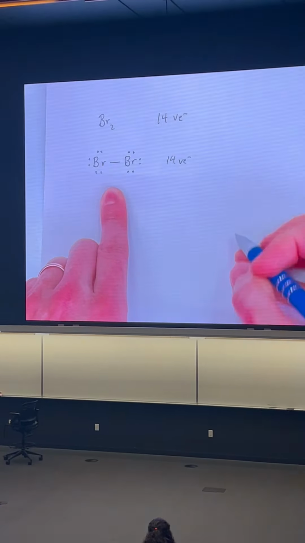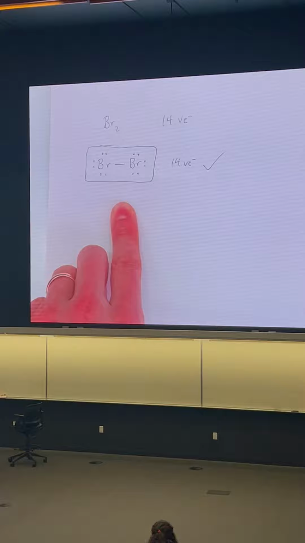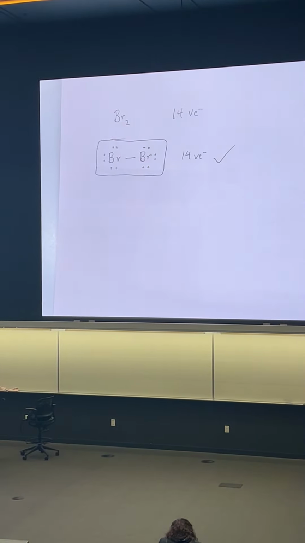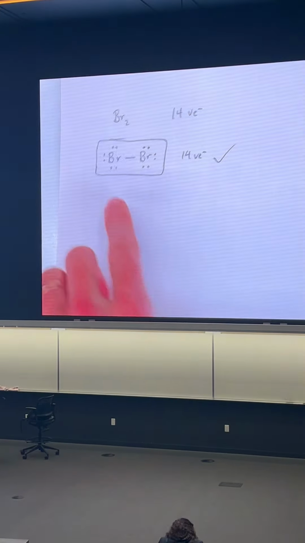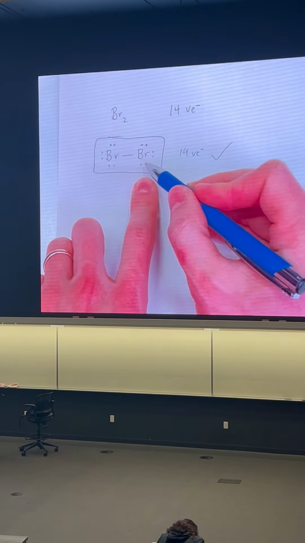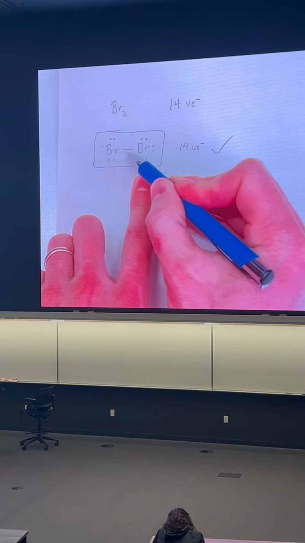14 valence electrons. So this is the Lewis structure. That checks out. It has the same number of valence electrons as what you calculated in one, and for each of them, always double check that each of these atoms has an octet. 2, 4, 6, 8 around this, 2, 4, 6, 8 around this.